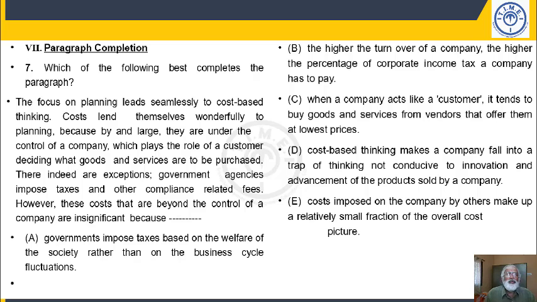So to complete a paragraph would mean to complete the thread of thought that is actually in that paragraph. So you have to recognize what the paragraph is attempting to convey and recognize what would enable that thread of thought to be completed to convey what it wants to convey. Fine. So let's try that with this one. The focus on planning leads seamlessly to cost-based thinking. It leads seamlessly to cost-based thinking means almost automatically people, when they plan, they come to cost-based thinking.